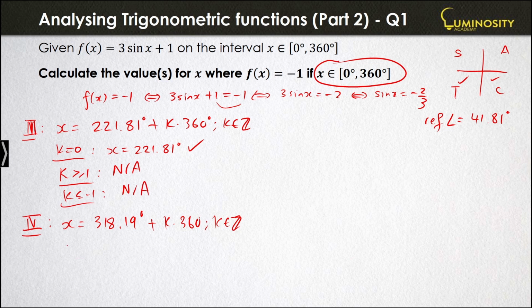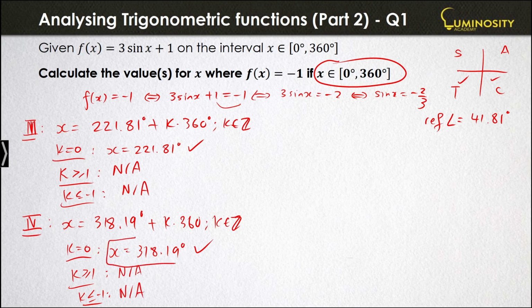All right, if I put k equals 0 here, what am I going to have? x equals 318.19 degrees, which is valid. And similarly, if you take integer values that are bigger than or equal to 1 or less than or equal to negative 1, there are going to be no applicable solutions. So the only two solutions are these ones here. So let's see if they make sense.